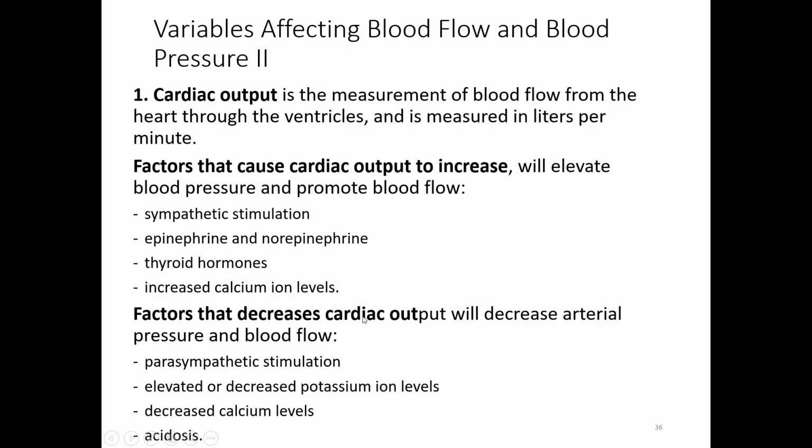Factors that decrease cardiac output will also decrease arterial pressure, and that would be parasympathetic stimulation when we are resting and digesting, and also it can be either elevated or decreased potassium ion levels, decreased calcium level, and acidosis, low pH of blood.